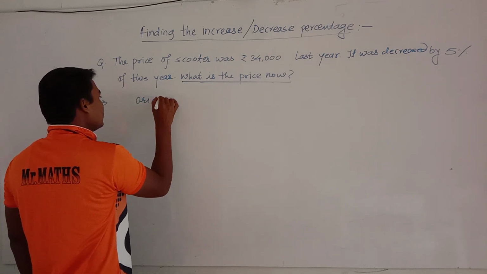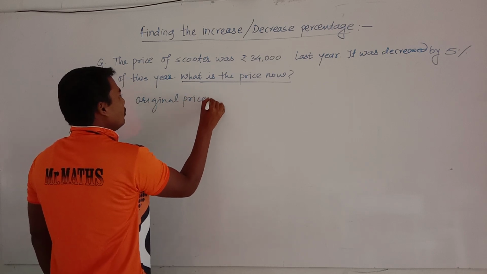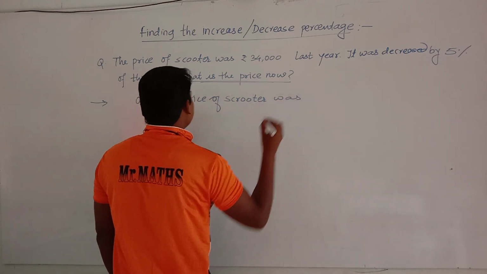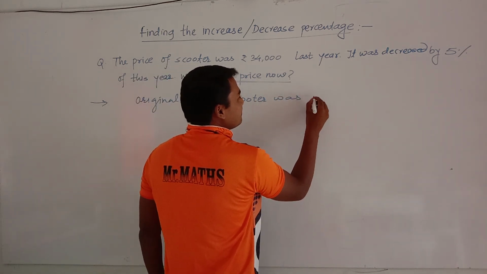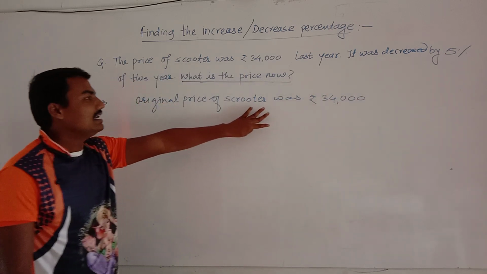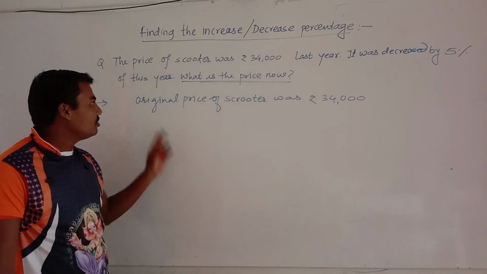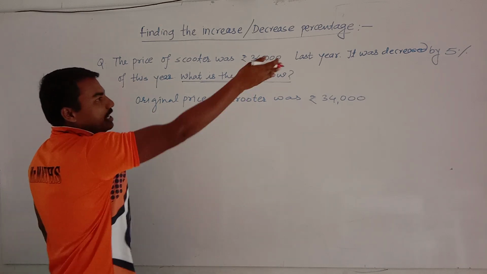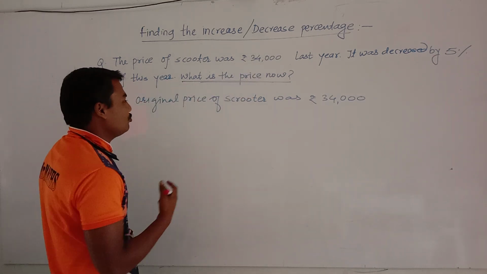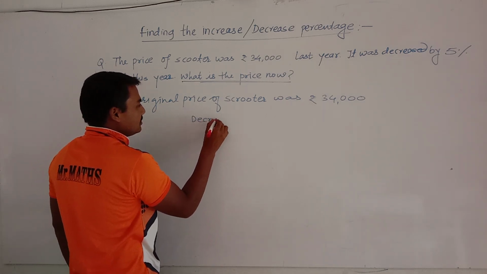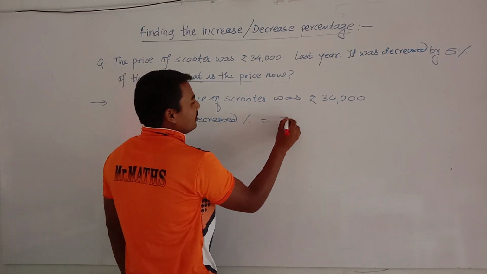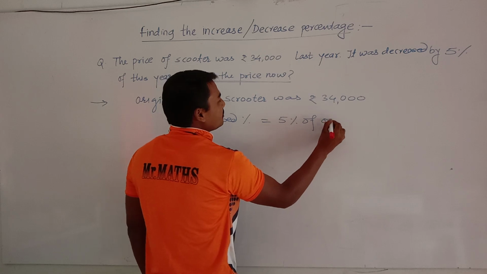Original price of the scooter was rupees 34,000. Last year इतनी प्राइस थी स्कूटर की 34,000. वो बन गई ओरिजिनल प्राइस. Now it was decreased by 5% this year. तो इस साल कितना डिक्रीज हुआ? 5%. So the decreased percentage, which is equal to 5% of the original price.